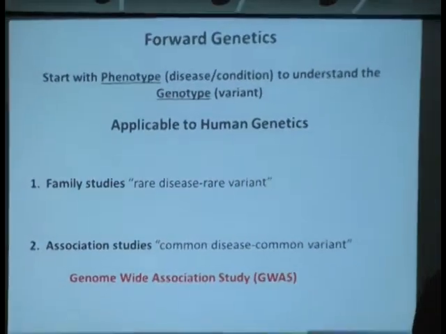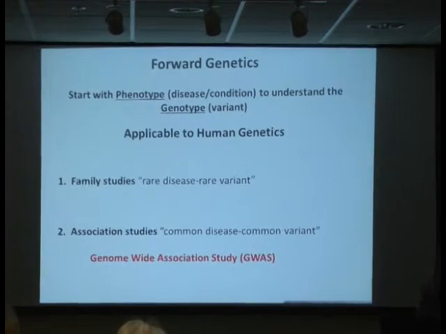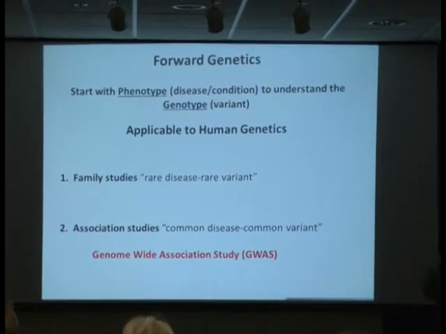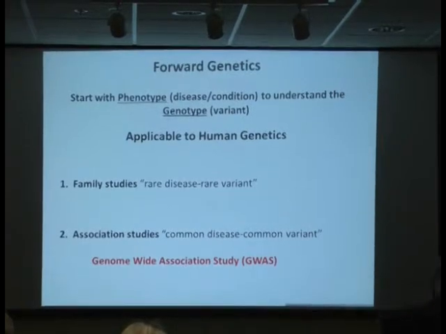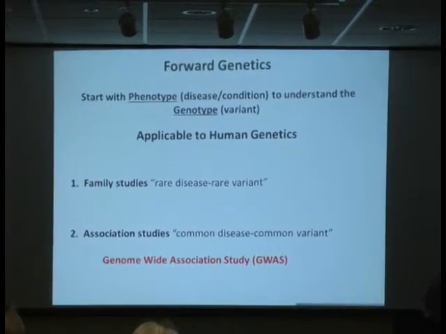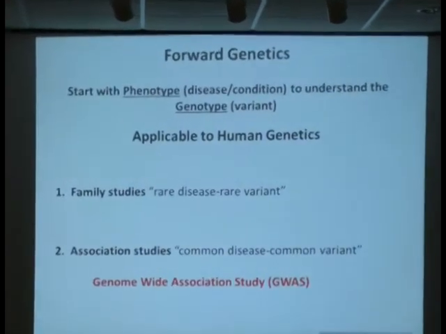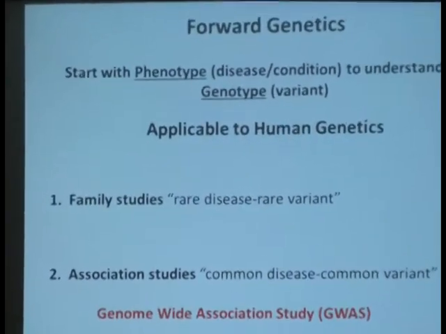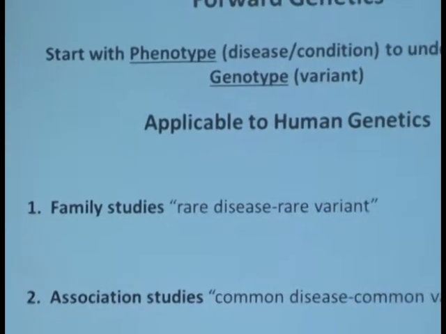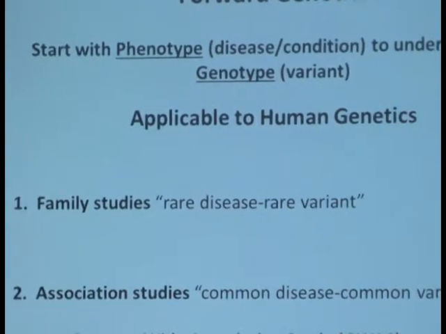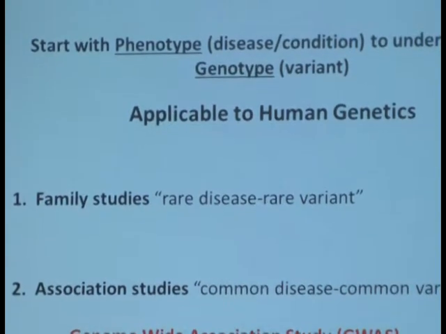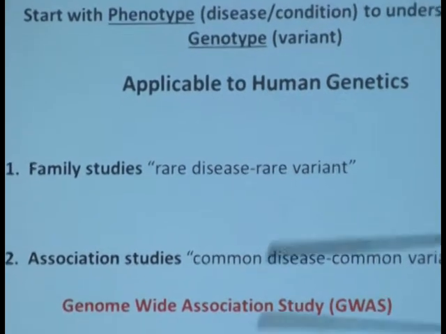Now, in comparison to reverse genetics, which again, you start with a gene or a genetic variant and try to understand its function by looking at the phenotype, forward genetics is the process of starting with the condition or the phenotype and trying to characterize that condition at the genetic level. So in this case, it's called phenotype to genotype. And you can apply these also in animal model systems, but it's more commonly applied in human genetics.